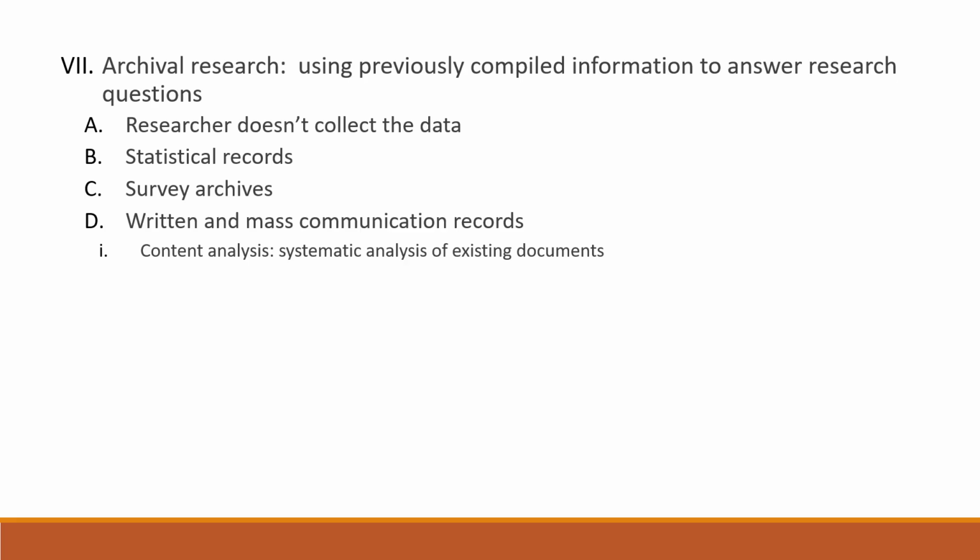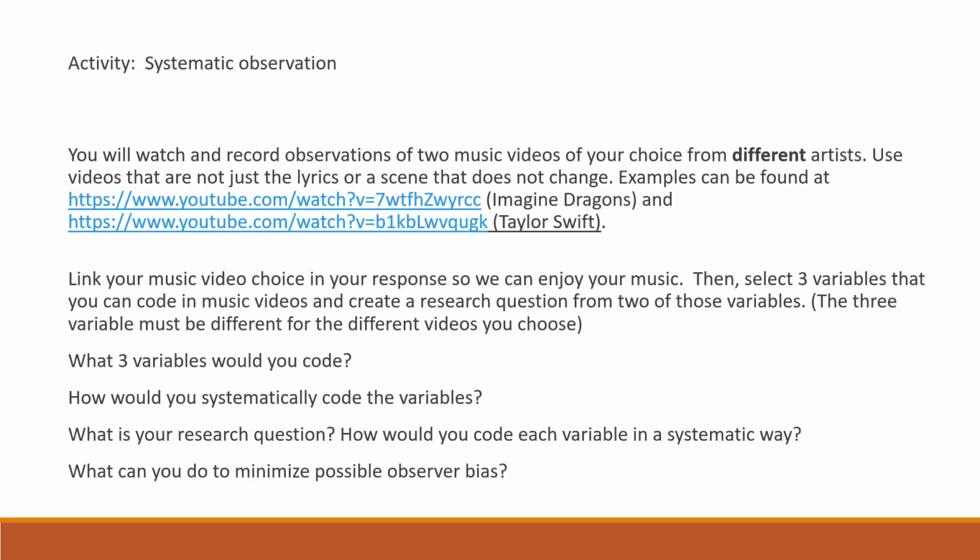And with this, we can do a content analysis, which is a systematic analysis of existing documents. This is essentially a systematic observation where you are using that coding scheme we talked about, but applied to historical documents. For this week's activity, you are going to do your own little systematic observation.